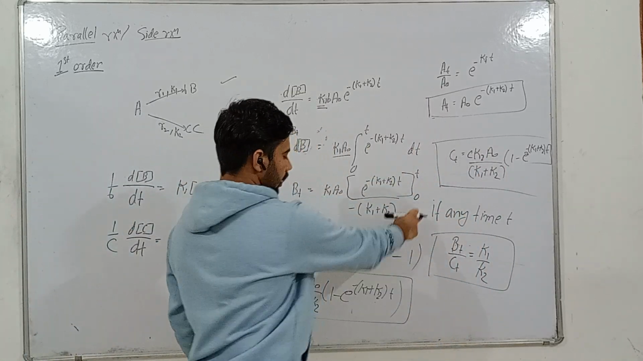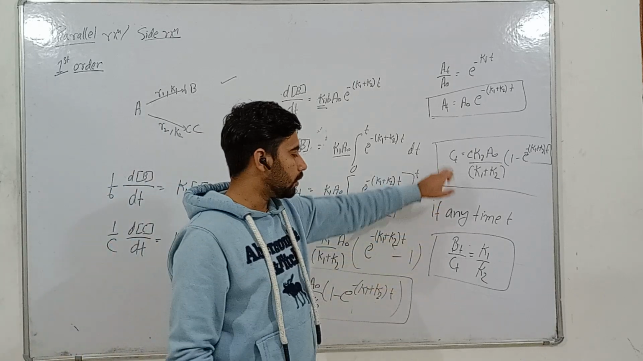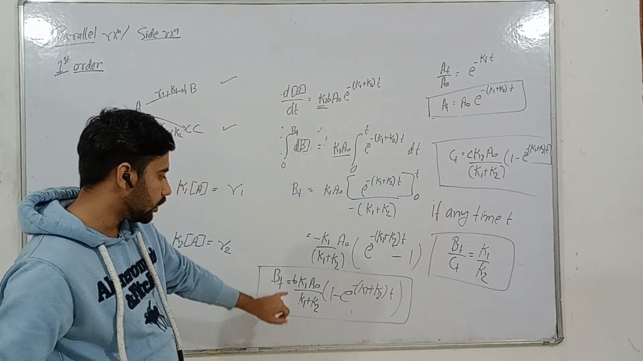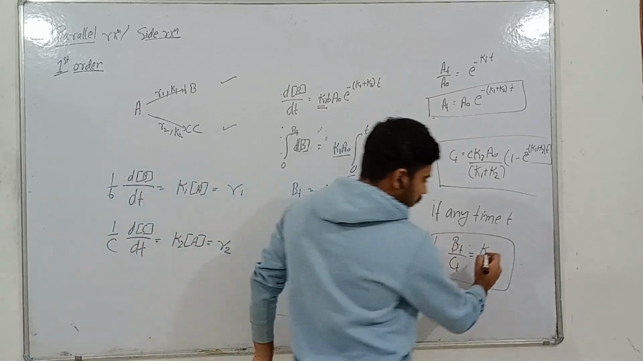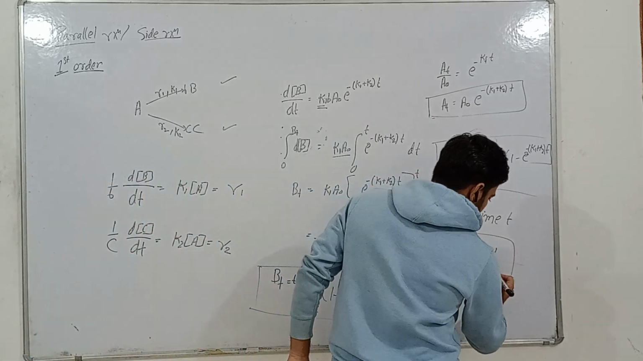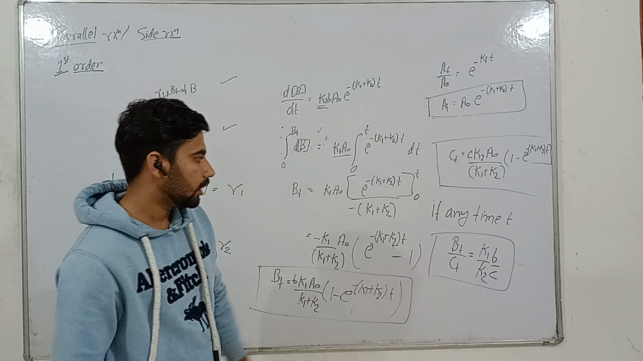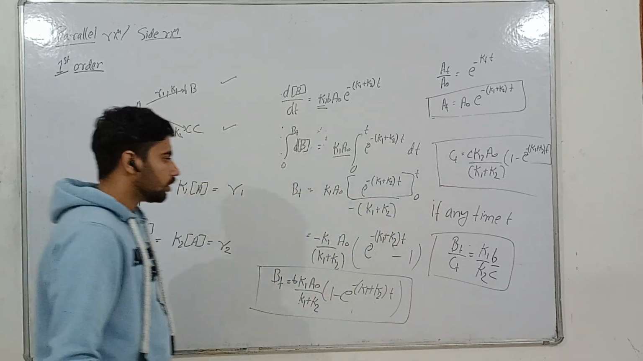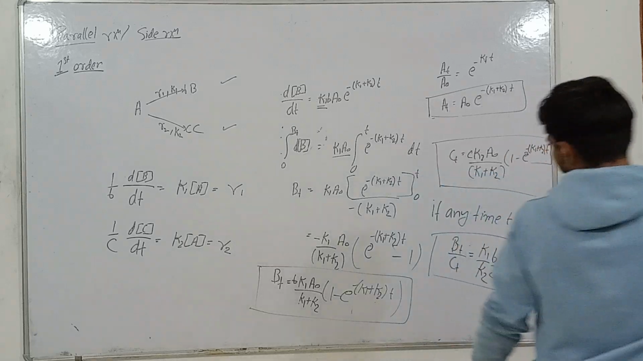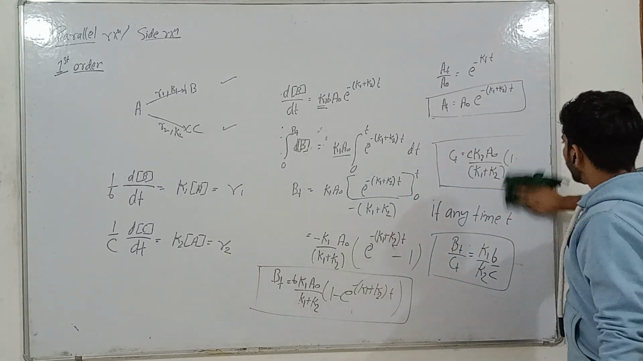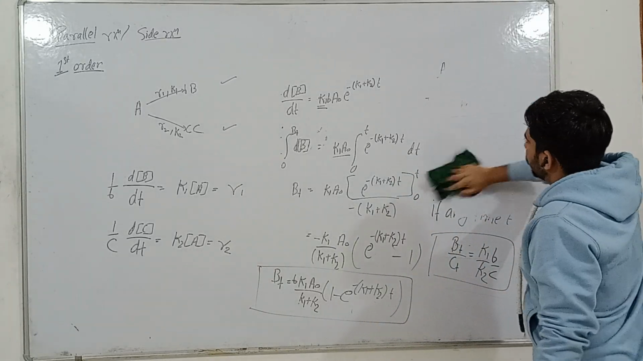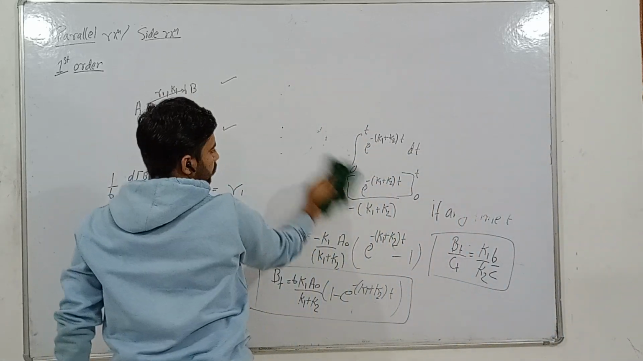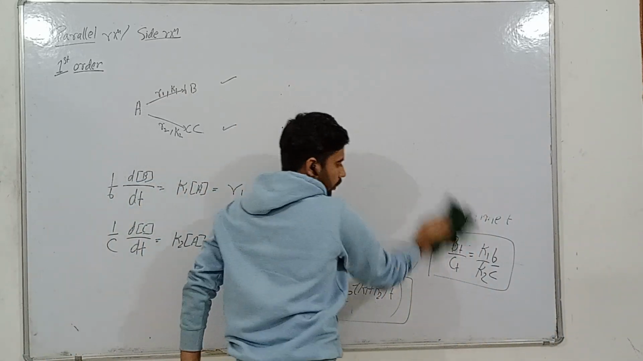If at any time we calculate the ratio of the concentration of b to c, that will be equal to b into k1 divided by k2 into c. Okay, that is fine. Now assume that there is no coefficient given, and the values of k1 or k2 are not given.